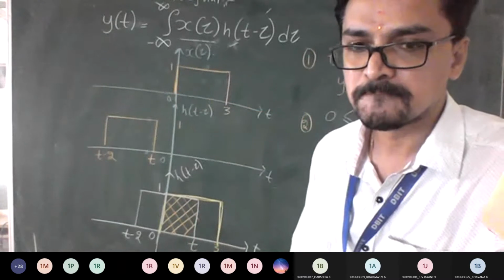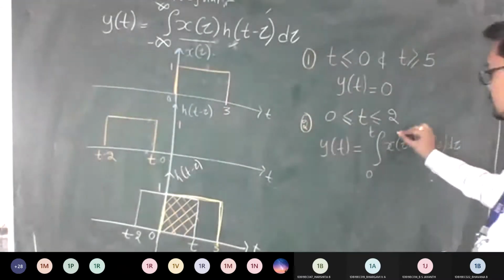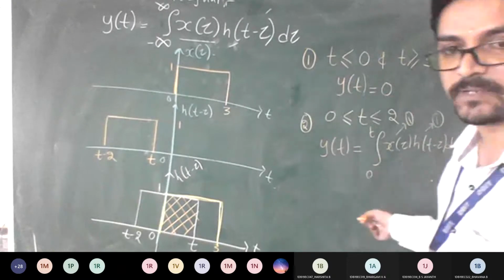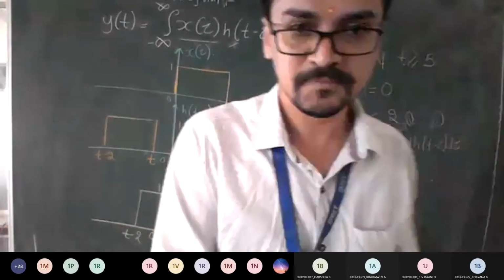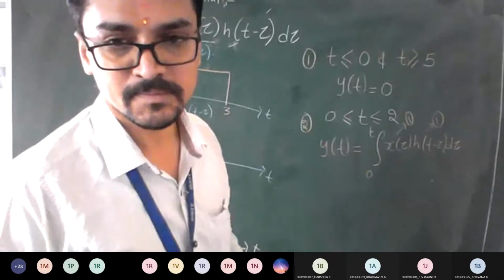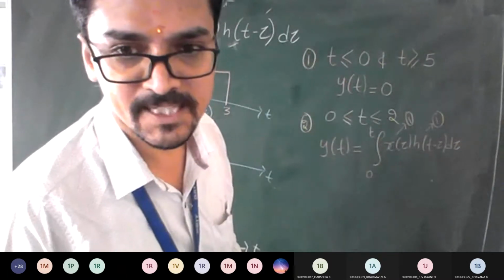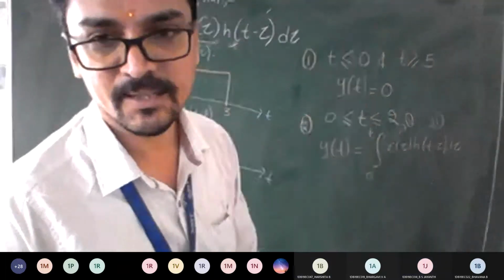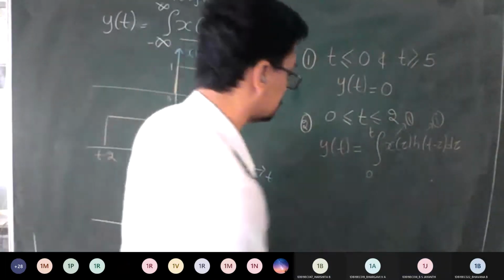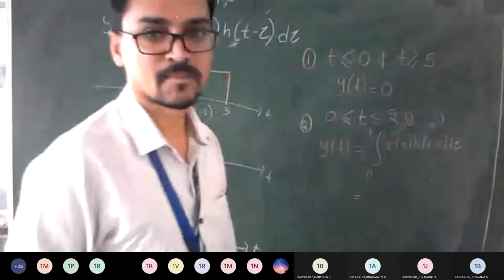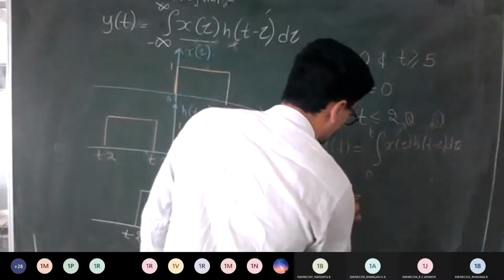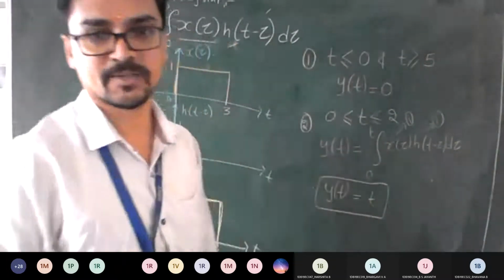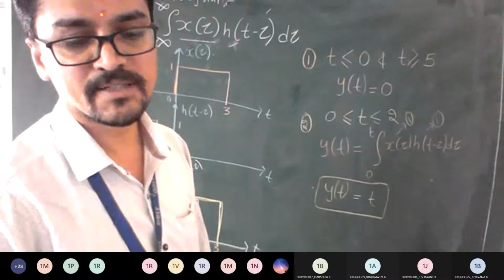Agree here? Yes, sir. So the value of x of tau is 1, and the value of h of t minus tau is 1. So you need to integrate 1 with respect to tau. What is the integration of 1 with respect to tau? Tau. Now we need to apply the interval 0 to t. If you apply the interval 0 to t, what is the answer? t, sir. Good. So for case number 2, I got the output y of t as t. So this is a ramp function. Any doubts, anyone, with this case 2?